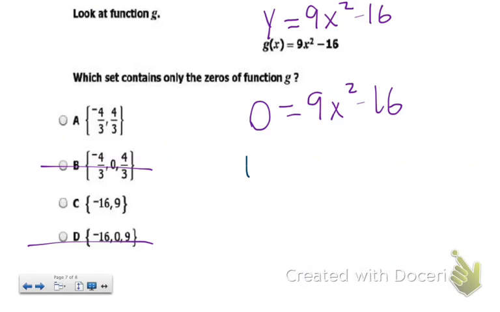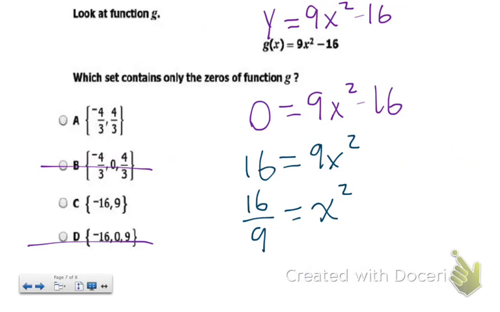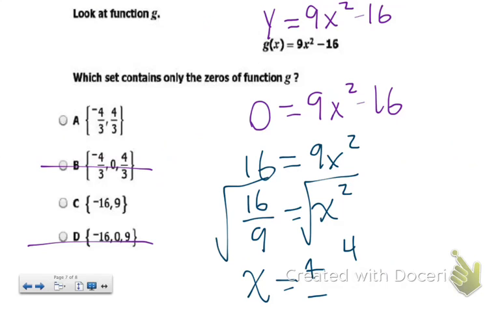So I'm going to add 16 to both sides. I get 9x squared. Then I'm going to divide by 9. So I get 16 over 9 equals x squared. And I can take the square root of both sides. Well, that becomes x equals plus or minus the square root of 16 over the square root of 9. Well, square root of 16 is 4, and the square root of 9 is 3. So now we have plus or minus 4 over 3.